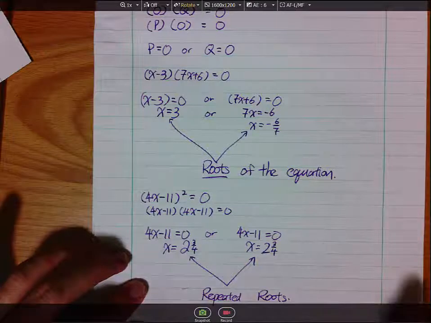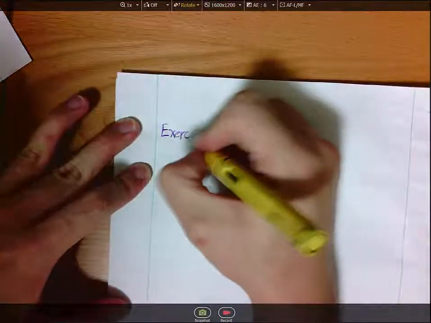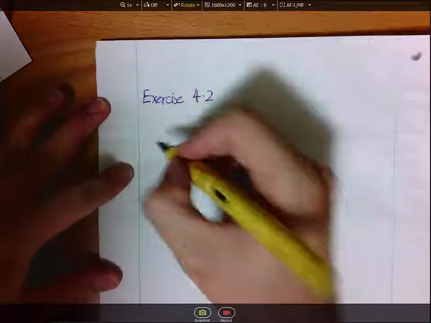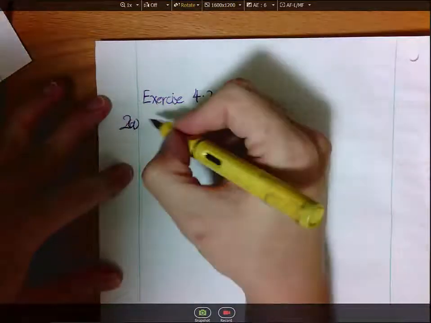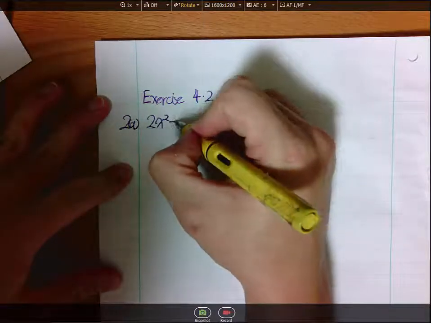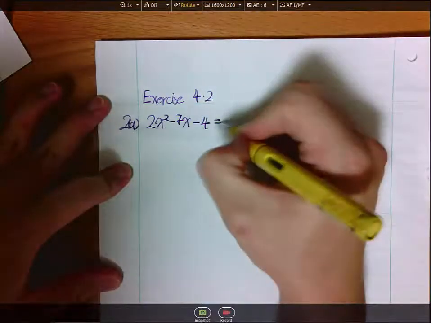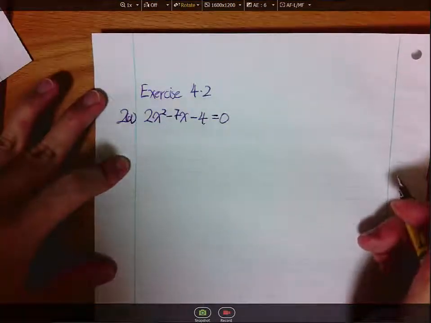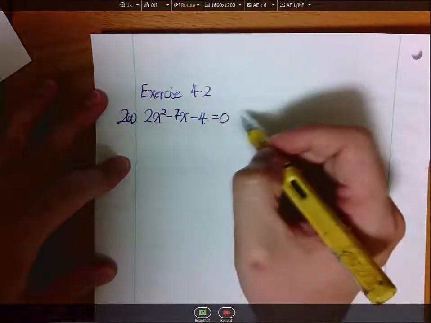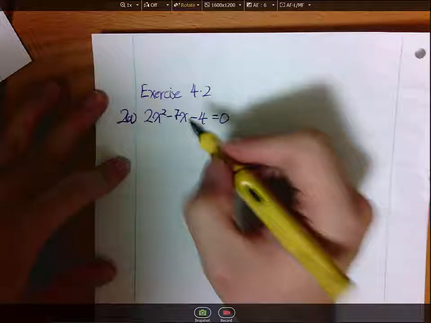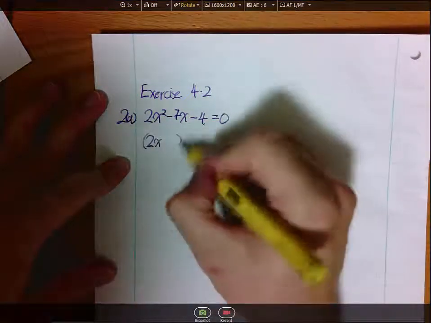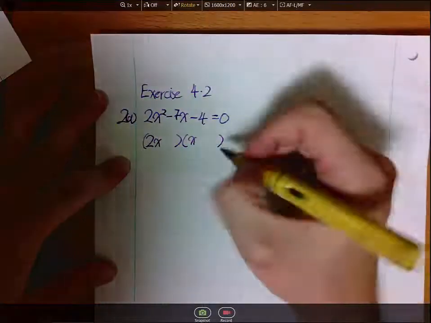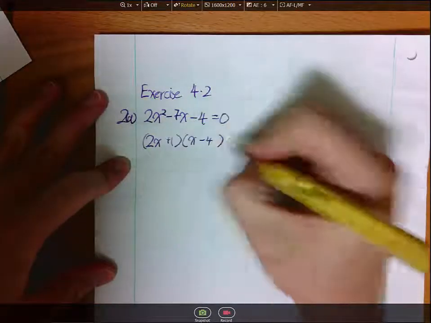Alright, now we move on to several other examples. If you turn to your exercise 4.2, I'm going to do question 2D for you. 2D is this: 2x squared minus 7x minus 4 is equal to 0. Then what we do here, this is a quadratic equation. We can actually factorize. Okay, we get 2x and x, negative 4 and 1.